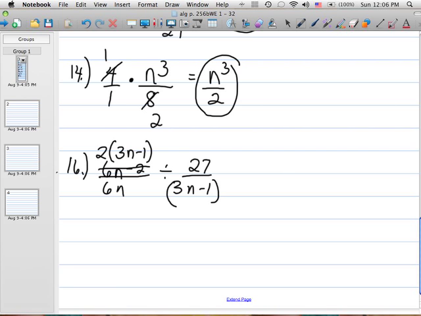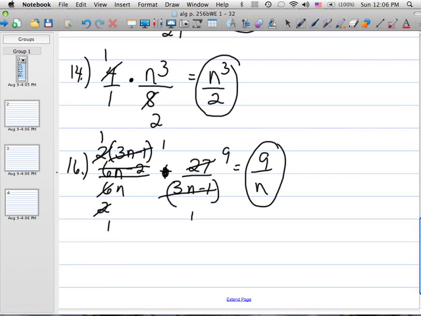Everything is factored, so we can cancel the 3n minus 1 quantity with that one. 6, we can take a 3 into 6 twice, and 3 into 27 is 9. The 2 and the 2. So what's left on top is 9, and on the bottom we just have the n. So our answer is 9 over n.